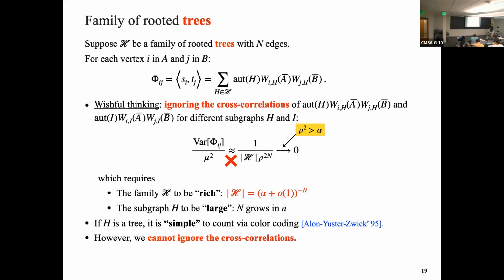And then, of course, the difficult part, the main technical bulk of this paper, is that one does need to account for correlations between different subgraphs. This is not something that can be ignored. So one needs to undo this wishful thinking and compute this second moment more precisely. And the solution that we came up with is to construct a further special subfamily of trees.